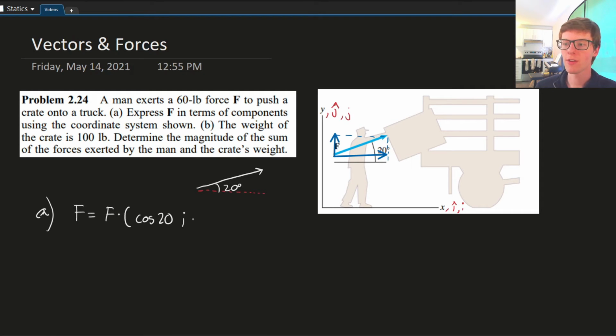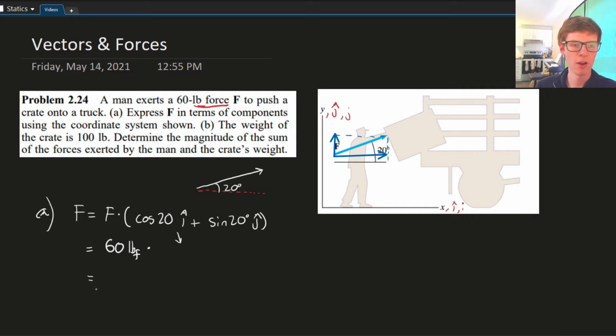Now to find it in the y direction, I'm going to do plus sine 20 j. And I'm actually going to add the hats because I'm used to doing that. And then we just punch in the numbers and we see what the answers are going to be. So if we replace F with 60-pound force, notice the units, they don't tell you that this is pound F. They say 60-pound force, so they kind of tell you, but it's tricky if they don't tell you. Times this guy right here.